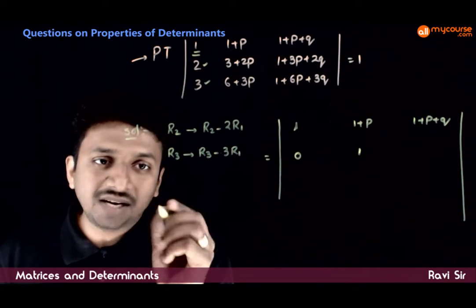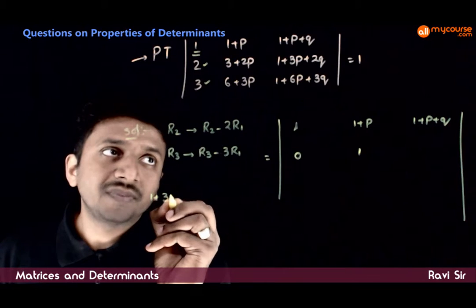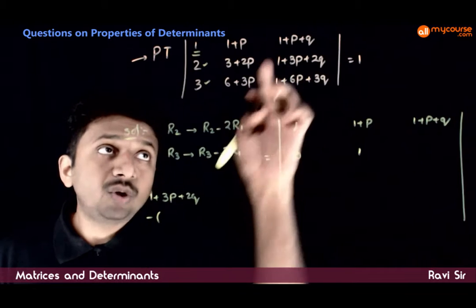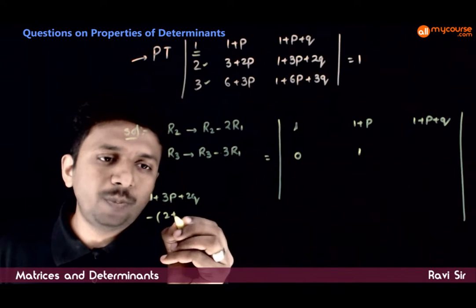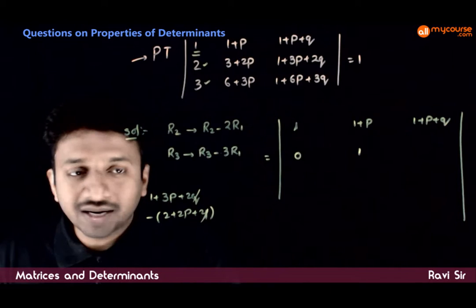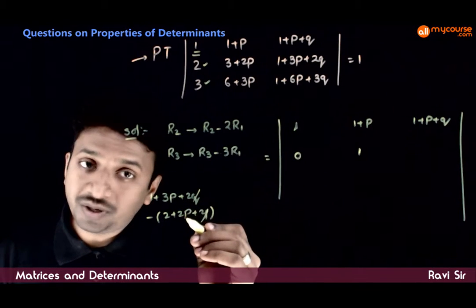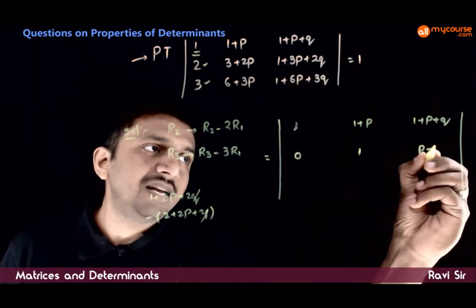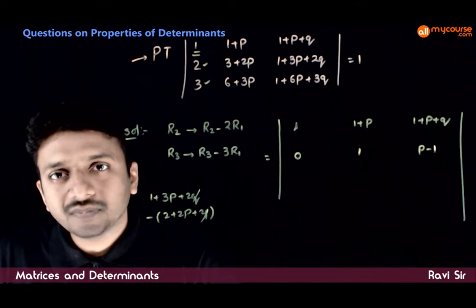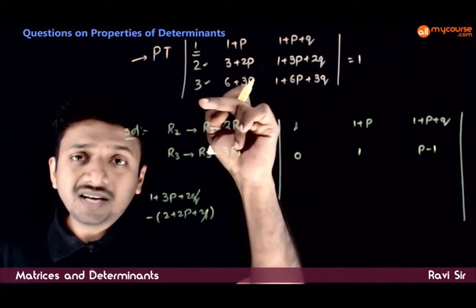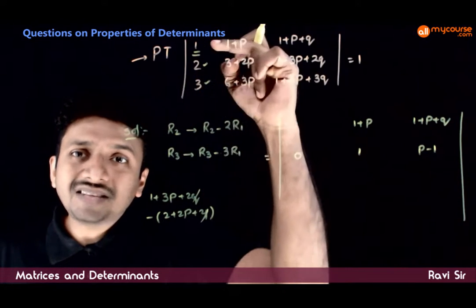I'll just show the calculation. So 1 plus 3p plus 2q minus 2 times this, that is 2 plus 2p plus 2q. So 2q and 2q get cancelled. 3p minus 2p is p. 1 minus 2 is minus 1. So you have p minus 1. Next, the third row is becoming row 3 minus 3 times this.